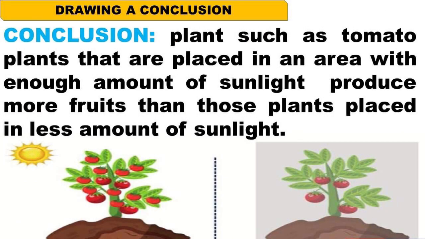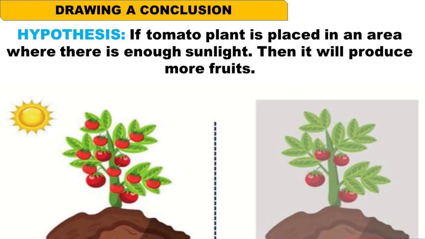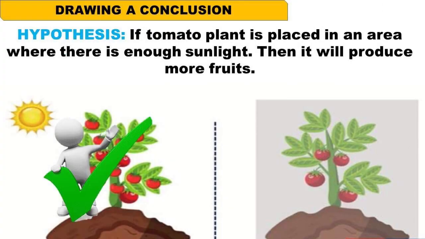For our example, the possible conclusion to our problem is plants such as tomato that are placed in an area with enough amount of sunlight produce more fruits than those plants placed in less amount of sunlight. Based on this statement, we can say that our hypothesis is correct.